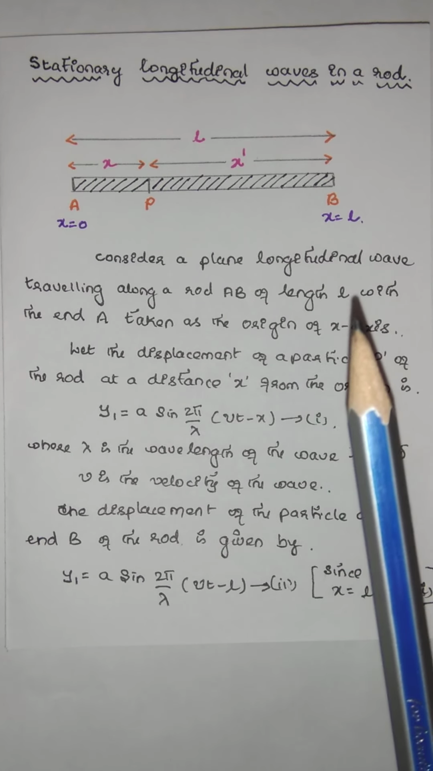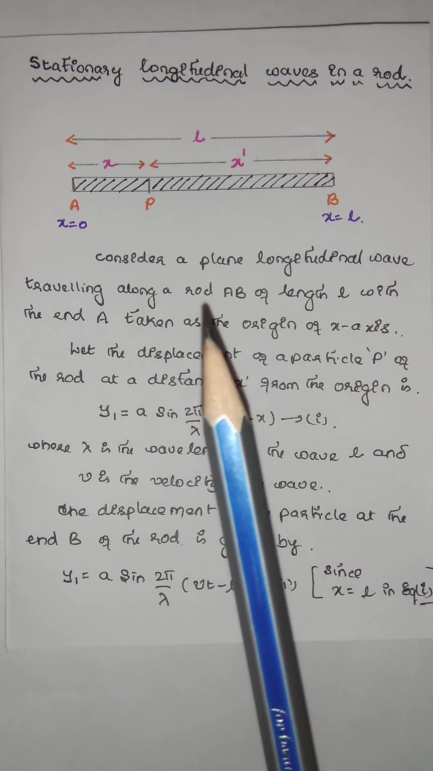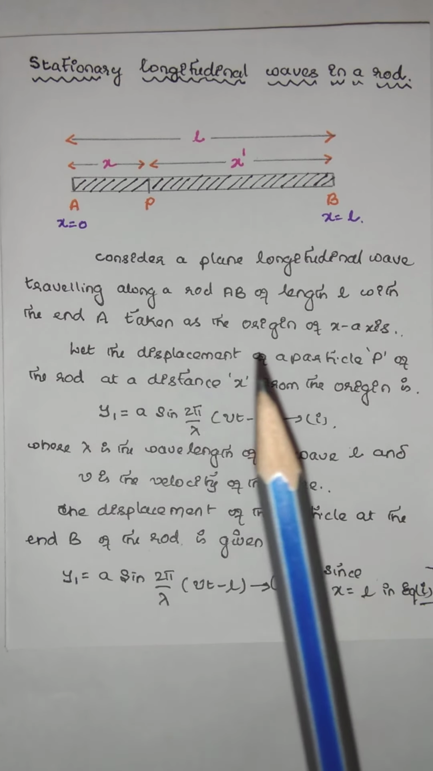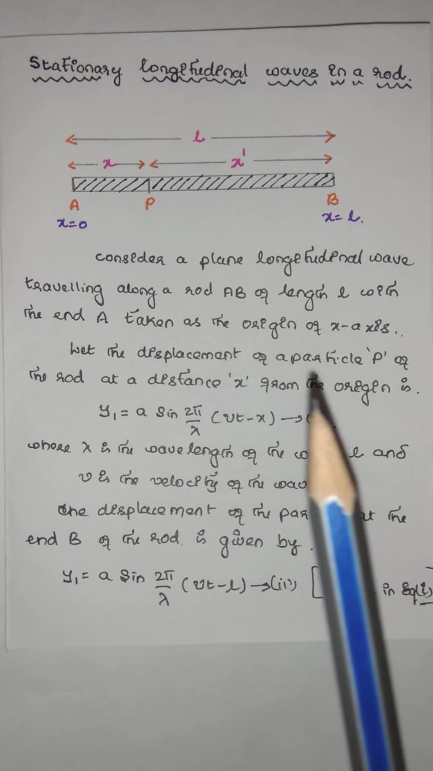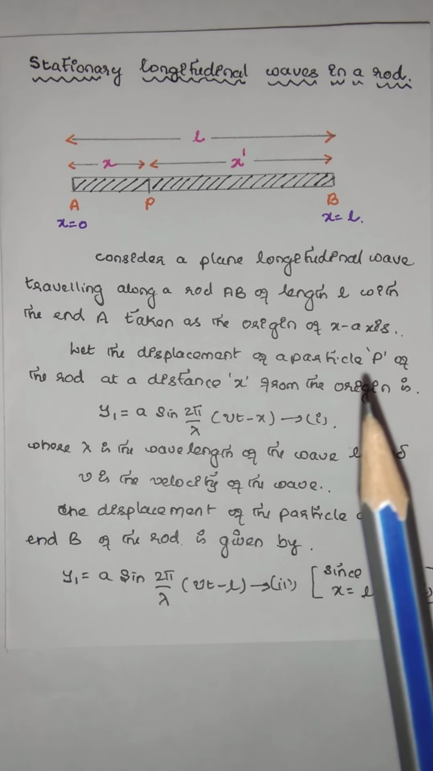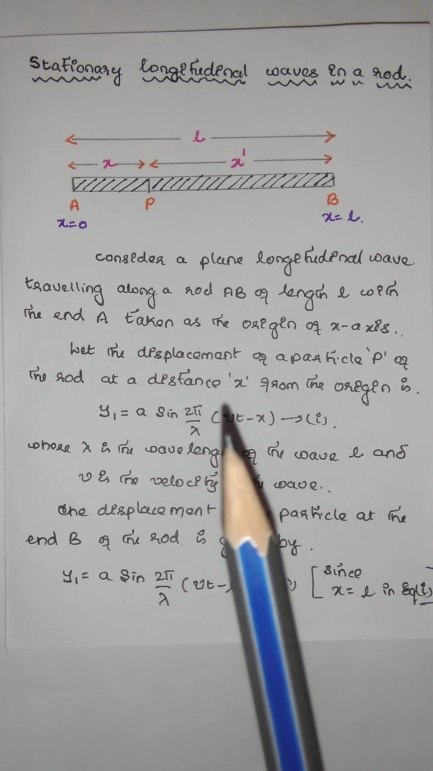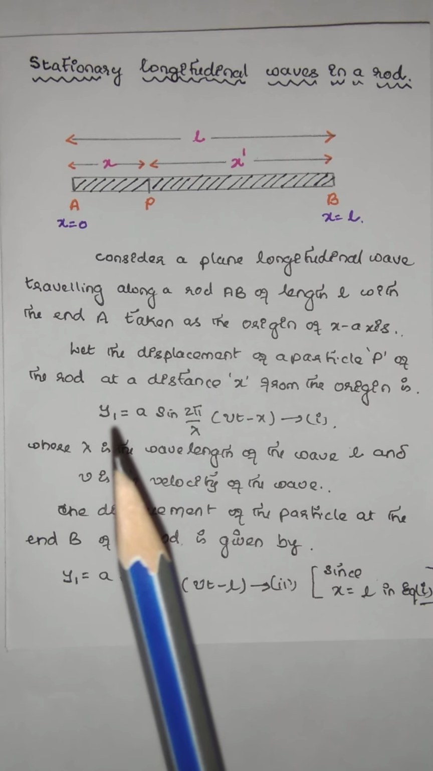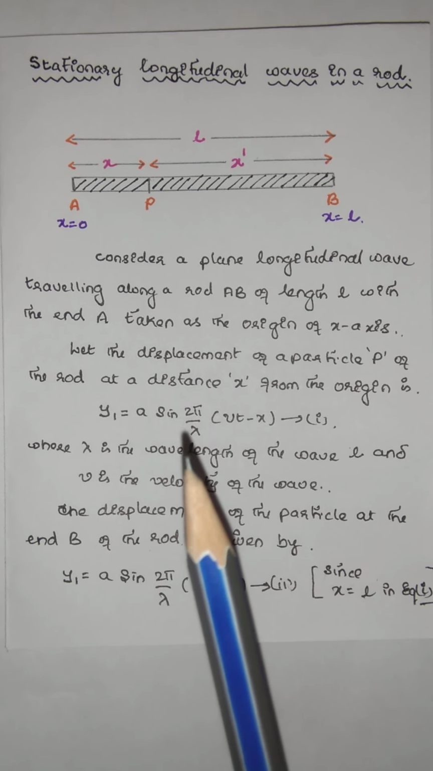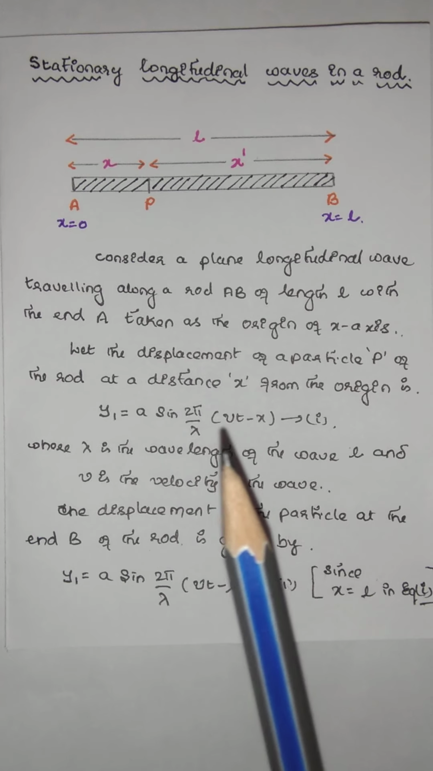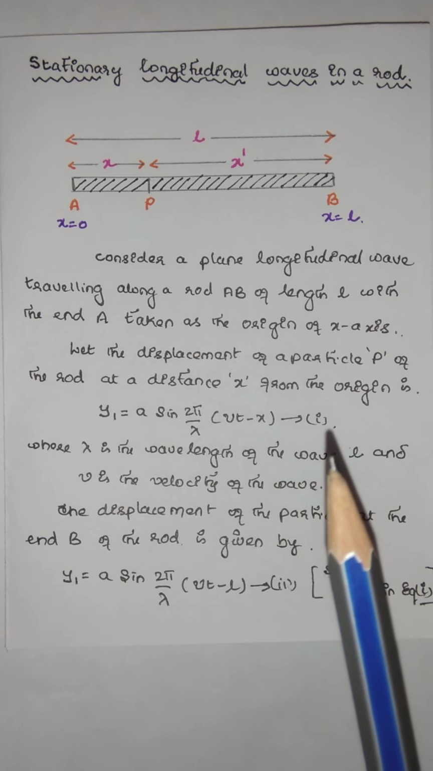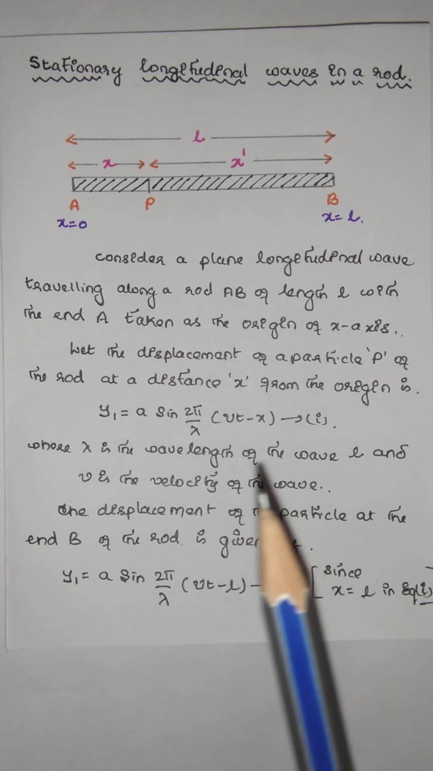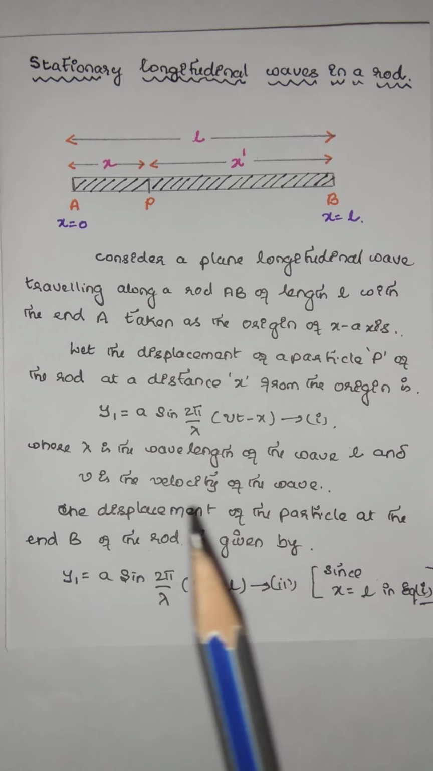Consider a plane longitudinal wave traveling along a rod AB of length L with the end A taken as origin of x-axis. Let the displacement of a particle P of the rod at a distance x from the origin be given by y1 is equal to a sin 2 pi by lambda into (Vt minus x). Let us call this the first expression, where lambda is the wavelength of the wave and v is the velocity of the wave.